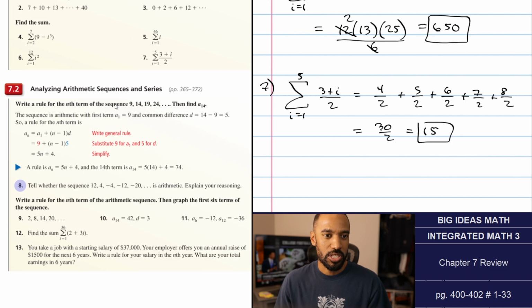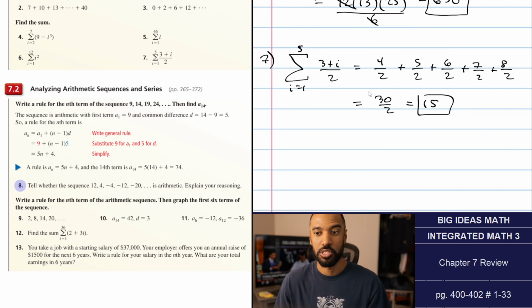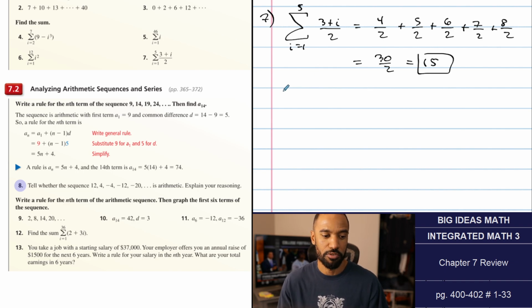To find the value of the 14th term, you're going to have to substitute 14 in for n, and you get 74. Now, we are going to be dealing with series, which means we're going to deal with the arithmetic series formula, and I'll go ahead and give that to you when we hit a question regarding it.